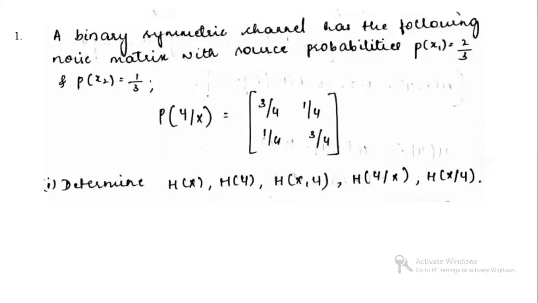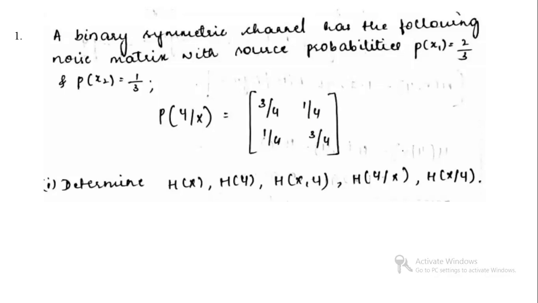Here, the conditional probability matrix has been given as 3 by 4, 1 by 4, 1 by 4, and 3 by 4. They are asking you to determine H of x, that is the input entropy, H of y, the output entropy, H of x comma y, the joint entropy, H of y by x, and H of x by y, that is the conditional entropy.